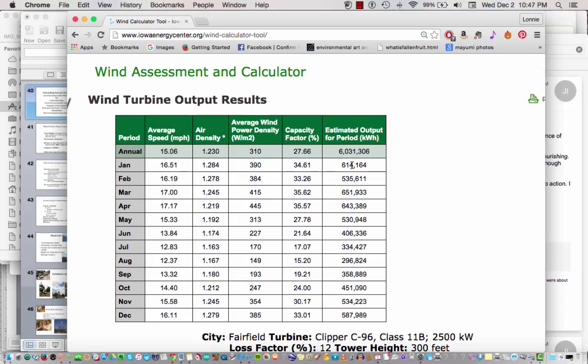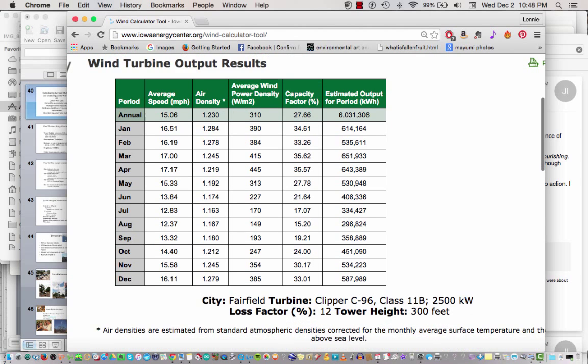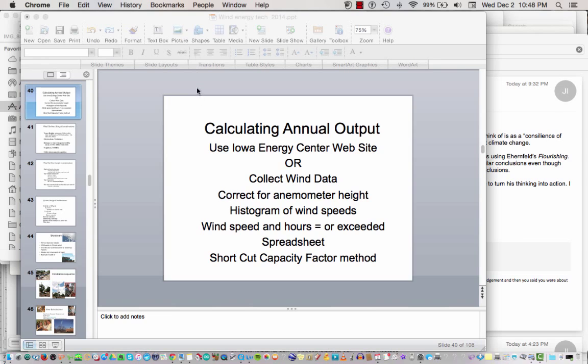So if we're able to put this energy out to the grid and get credit for it, that we could use to offset our summer usage, then this could make sense. And that's in fact what they do at the community college, at Kirkwood Community College. So that's using the Iowa Energy Center website.